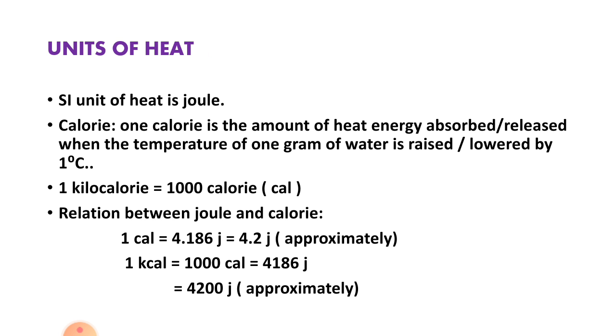And what is the relation between the joule and calorie? 1 calorie will be equal to 4.186 joule, which can be approximately equal to 4.2 joules. And 1 kilocalorie is equal to 1000 calories, which will be equal to 4186 joule, which can be approximately equal to 4200 joule. So these are the units of heat. SI unit is joule. Calories and kilocalories are also used as units of heat.